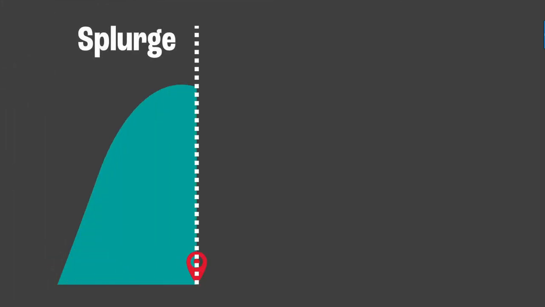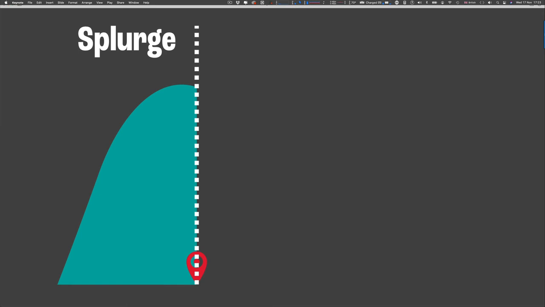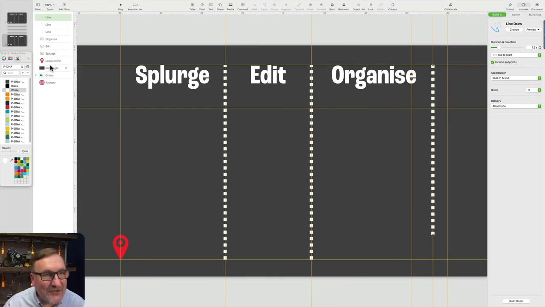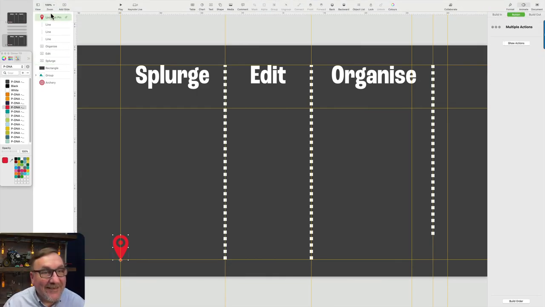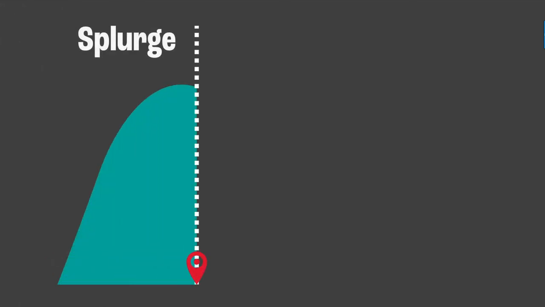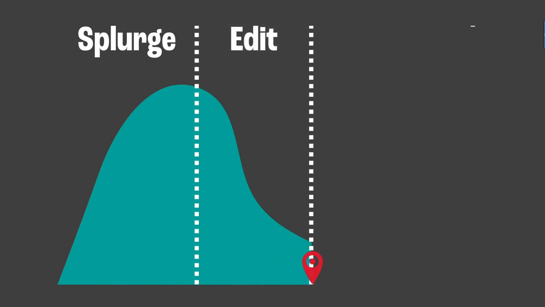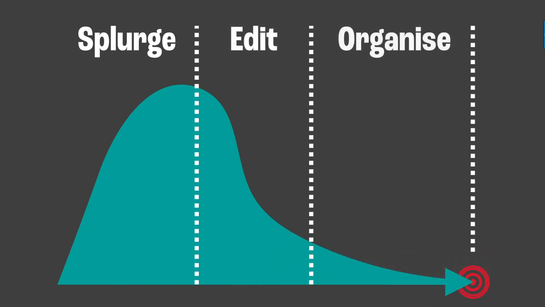So ladies and gentlemen, for the last and final time, the presentation preparation journey. Step one, the splurge. Oh, and it's not. The red locator pin is not at the top. So I accept that I now have no credibility, but honestly, this is the presentation preparation journey. Step one, the splurge. Yay. Step two, the edit. And step three, the organize. Look at that. Okay, thank you.